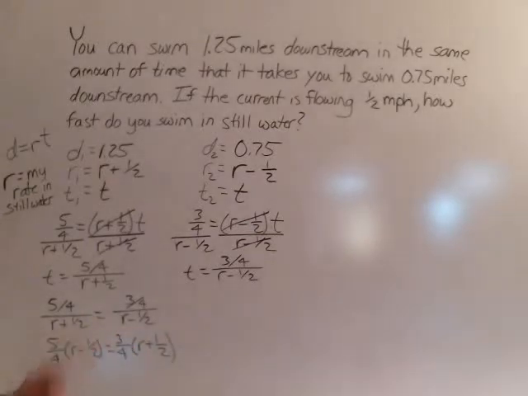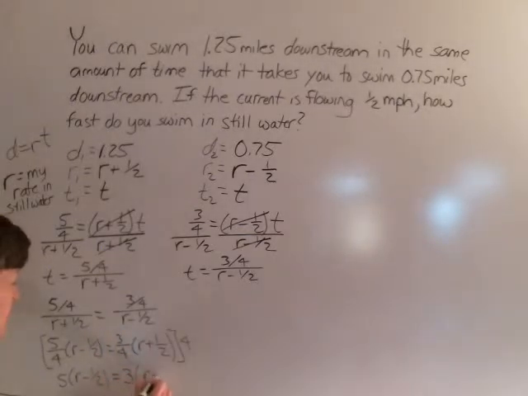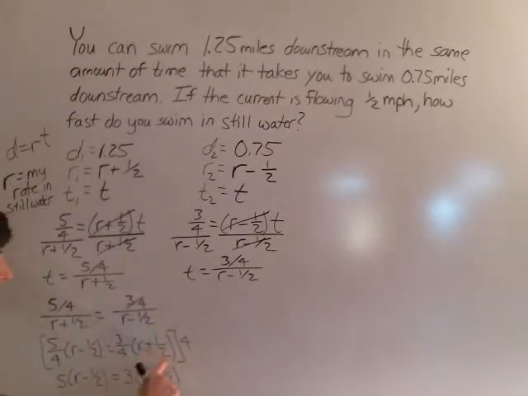Okay, there's my equation. Now, before I use my distributive property, if I go ahead and multiply both sides by 4, then what's going to happen is over here, the 4 is going to cancel with this 4, and this 4 is going to go away. So I'm going to have 5 times R minus 1/2. And over here, this 4 is going to go away, and I'm going to have 3 times R plus 1/2.